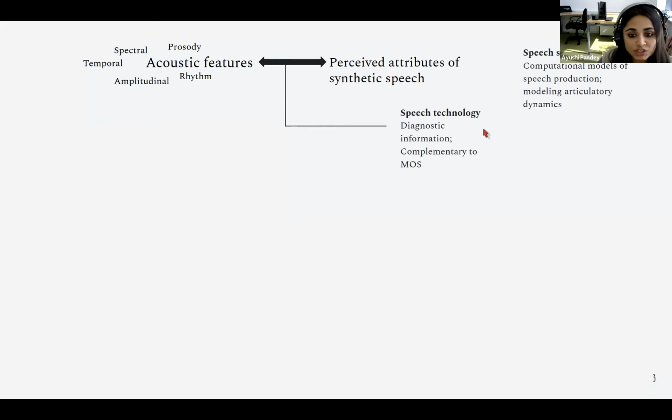From the speech technology point of view, we believe that this can complement subjective evaluations, providing information that can help us diagnose the MOS score better. From the speech science point of view, different TTS systems can serve as good computational models of speech production. You will see in the future discussions that we have approached this using basic corpus phonetics techniques, while still remaining in the realm of traditional subjective evaluation methods.